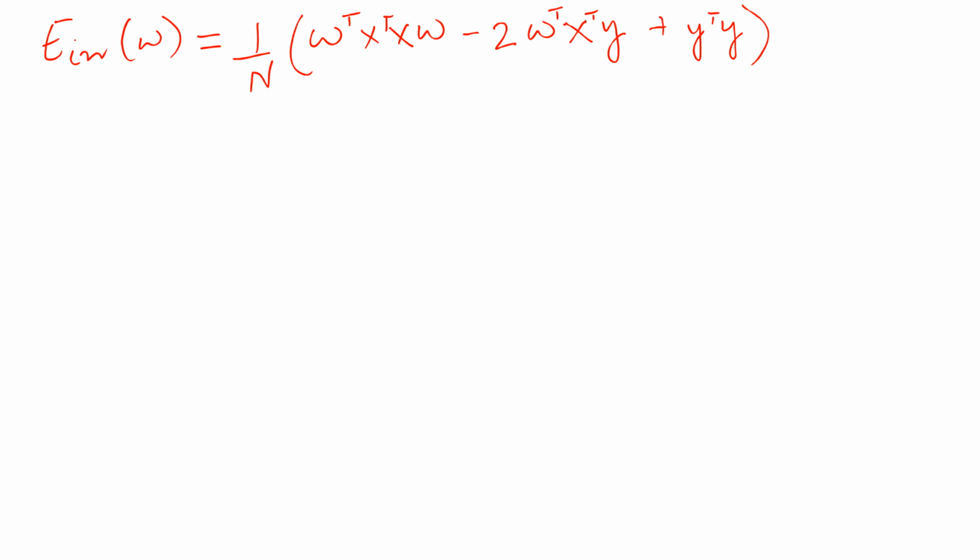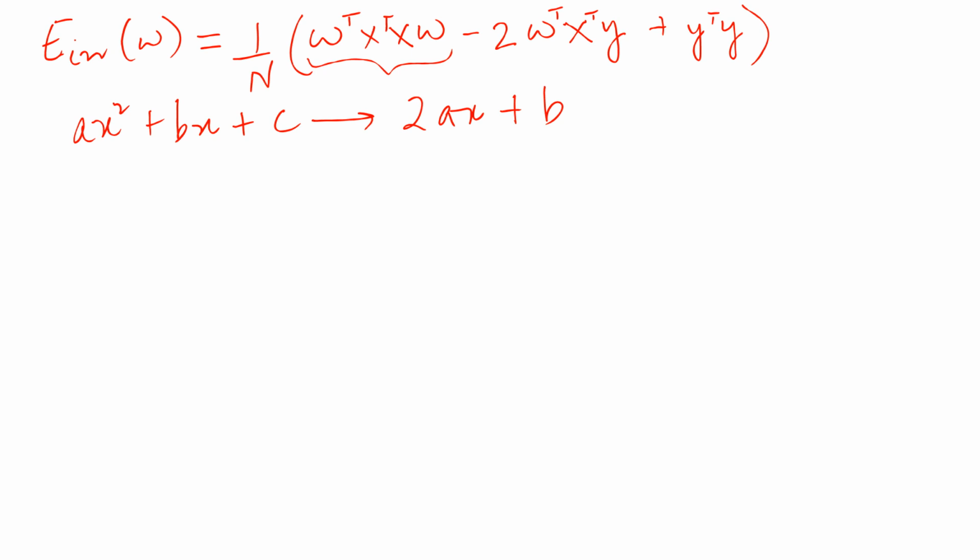Okay, so let us continue our discussion of regression. We got this equation for our in-sample error, and this is the linear algebraic form. If you remember from our knowledge of algebra, if we have an equation of the form ax squared plus bx plus c, and we differentiate it with respect to x, we'll get something of this form, 2ax plus b.